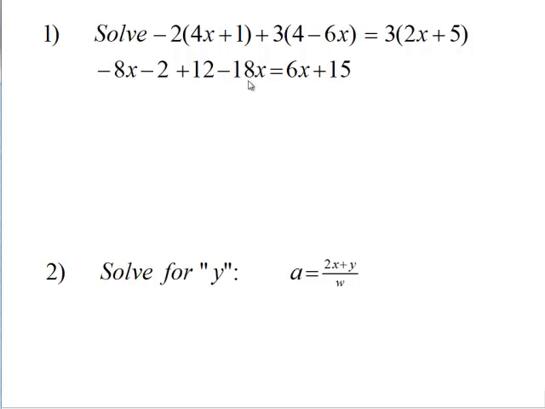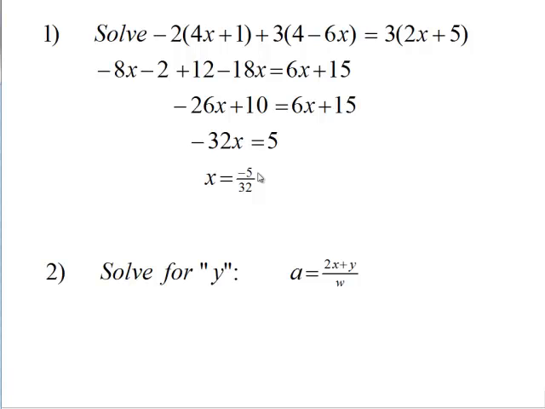Now we combine our like terms. 8x and 18x, they're both negative, so it's 26x. 12 minus 2 is plus 10. Now I'm going to subtract 6x, so subtract 6x here, and subtract 6x from the 26 makes negative 32x. I'm going to subtract 10 from 15 to move this 10 over. 10 minus 10 disappears, and 15 minus 10 is 5. I'm going to divide, and I usually put the negative on top. You could put it at the bottom or the front, so it's 5 over 32.